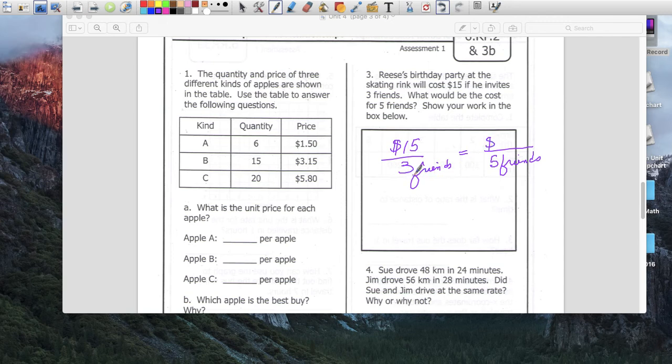Is the relationship between 3 and 5 going this way? Is there anything you can multiply by 3 that gives you 5? No. So, remember I asked you to always look side to side, but you also can look up and down, right? How does a 3 become a 15? Times 5. So here, I can also multiply times 5, which is going to give me 25. So for 5 friends, you end up paying $25. So look side to side first. If not, look up and down.